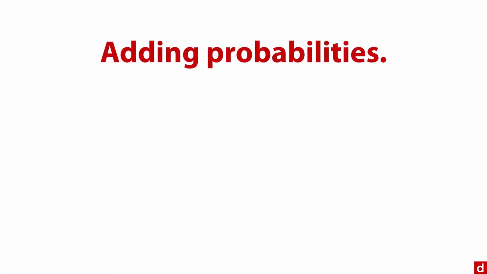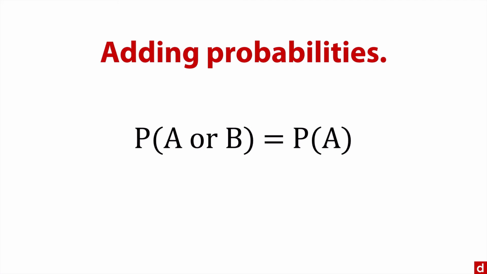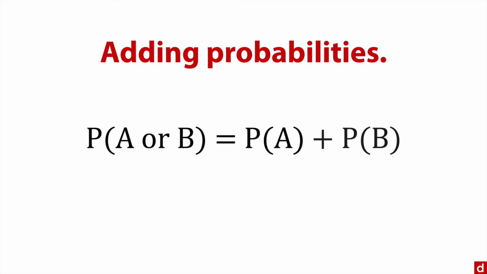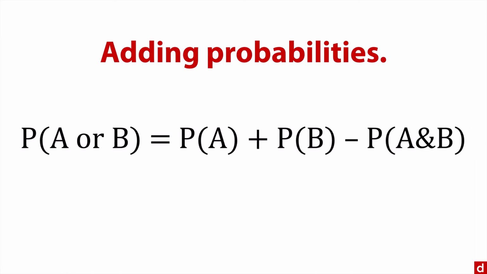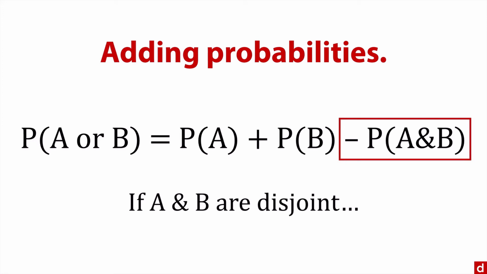Let's start by talking about adding probabilities. Let's say you have two events A and B. And let's say you want to find the probability of either one of those events. So that's like adding the probabilities of the two events. Well, it's kind of easy. You take the probability of event A and you add the probability of event B. However, you may have to subtract something. You may have to subtract this little piece because maybe there is some overlap between the two of them.